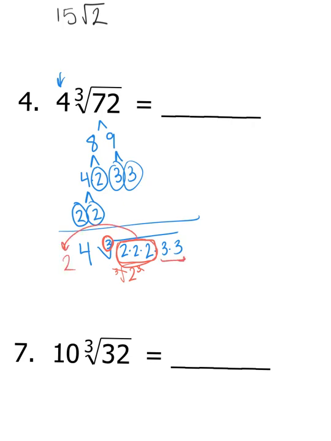Since there is not a group of 3 here, we can't use that inverse operation idea, so these guys are stuck inside. To simplify and write my final answer, I'm going to multiply things back together. Out front, I've got 2 times 4, so that gives me an 8 out front. Inside the cubed root, I've got 3 times 3, so that gives me a 9. So my answer to number 4 is 8 times the cubed root of 9.